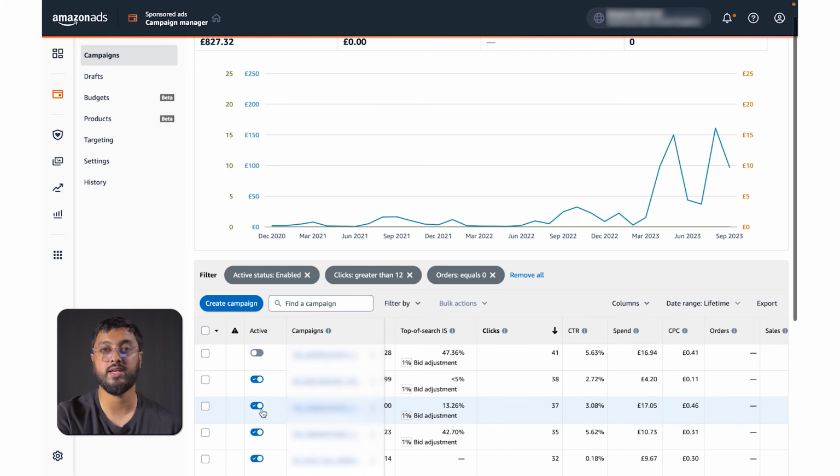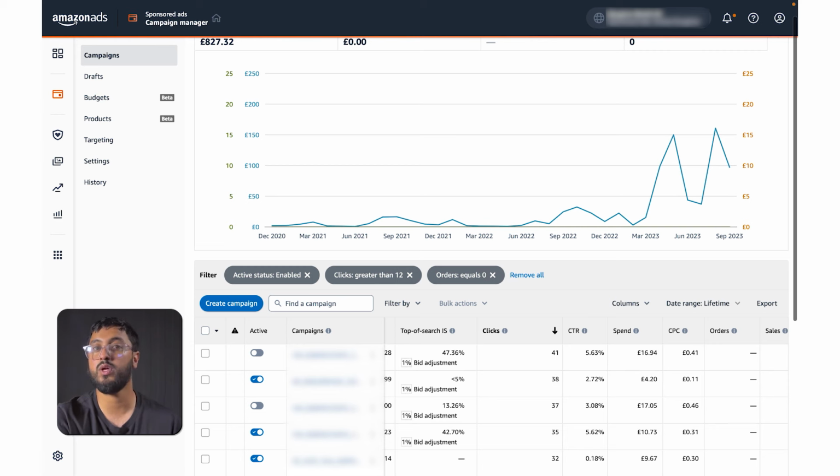It's crucial to take the emotion out of it and base the decision on data and logic. If you're a 7, 8 or 9 figure seller, you might be able to afford to let these types of campaigns run for a while. But if you're a smaller seller, or if you're new to FBA, then you want to pause these campaigns with 12 clicks and no orders.